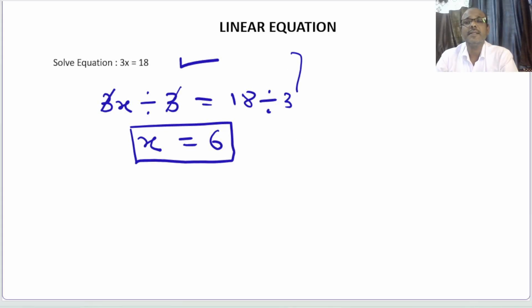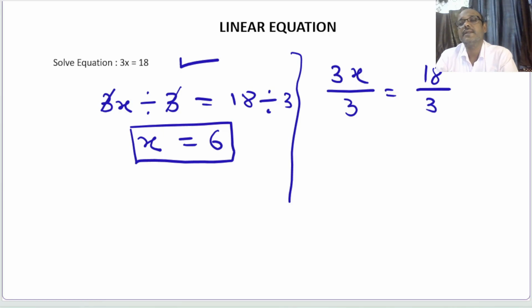If we consider fractional division, then we can also write this in the form 3x divided by 3 is equal to 18 divided by 3. So 3 ones are 3, 3 ones are 3, only 1x, that is x, is left on the left hand side, is equal to 3 sixes are 18. So we are getting the answer 6 upon 1. That means when the denominator is 1, the value is equal to the numerator, which is 6. So in both cases we are getting the same answer.